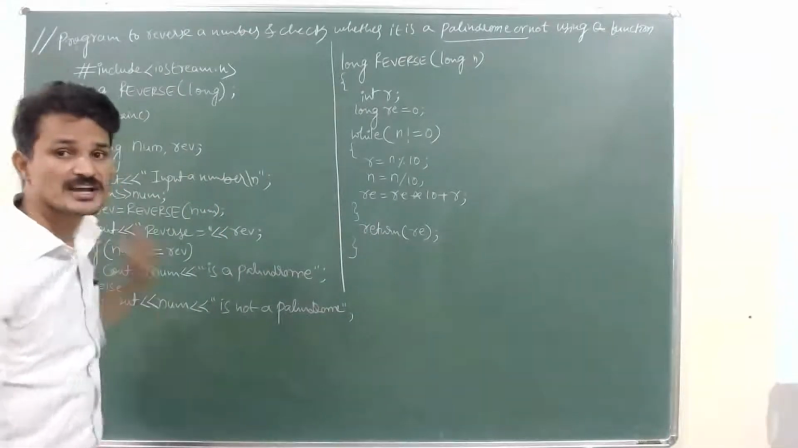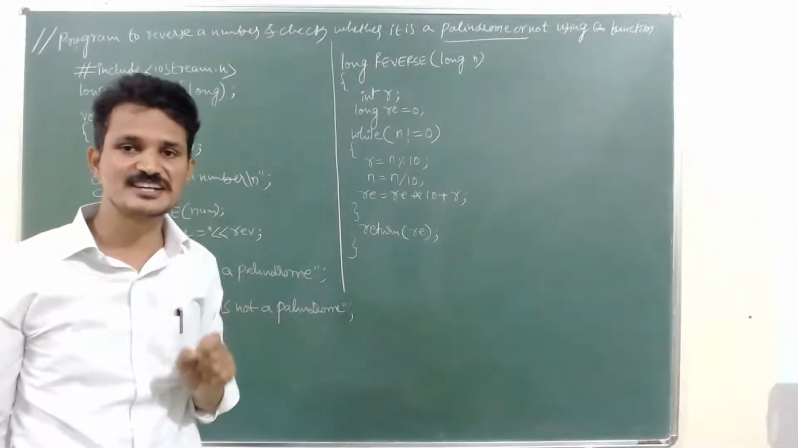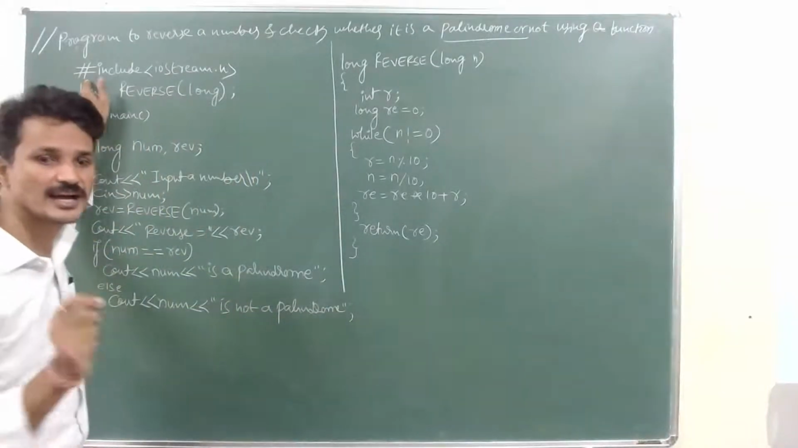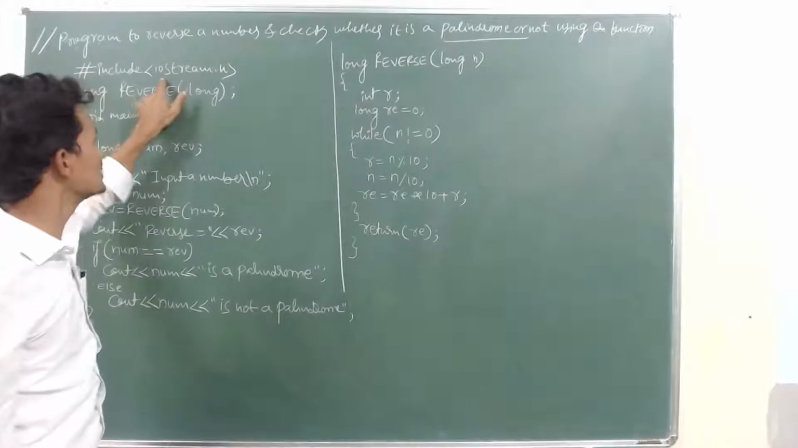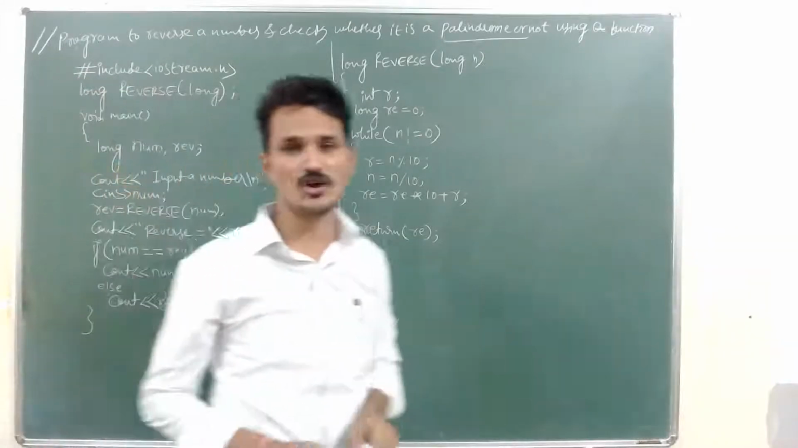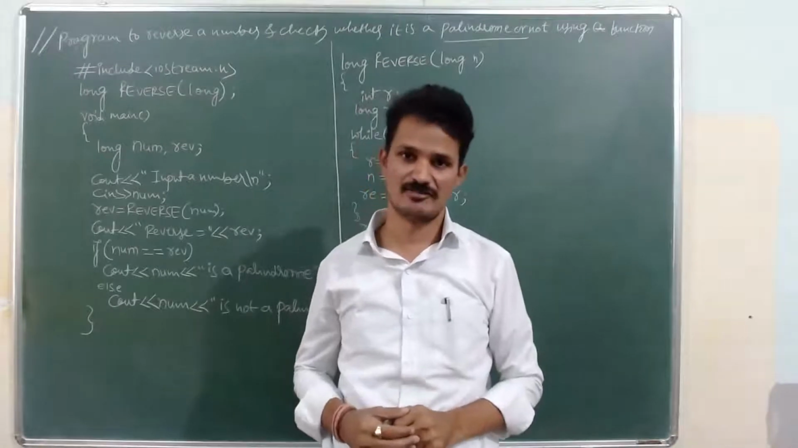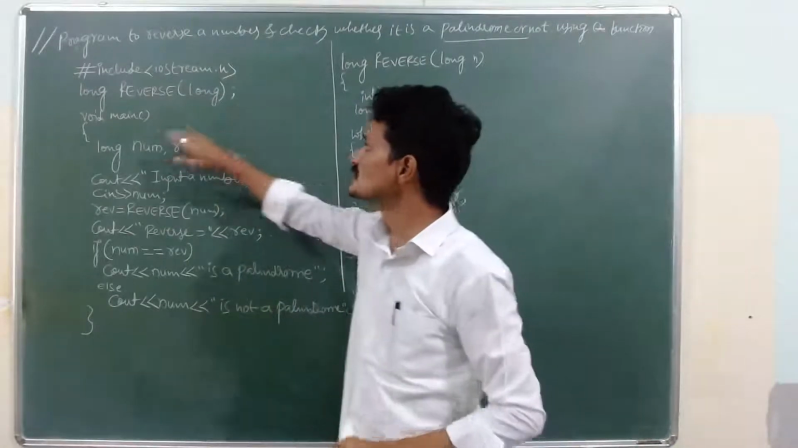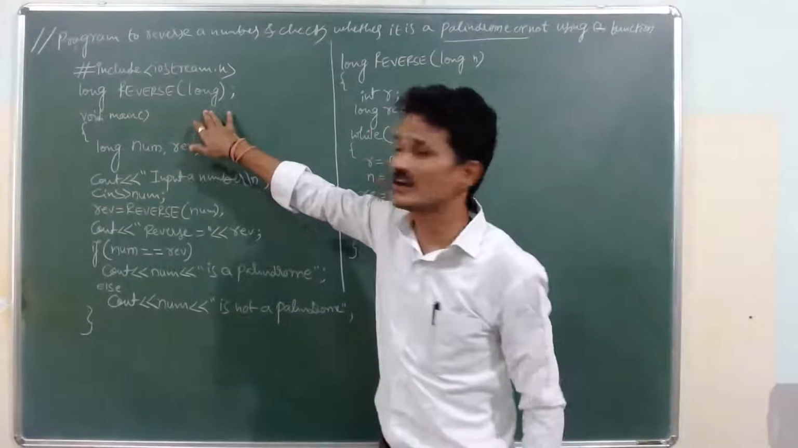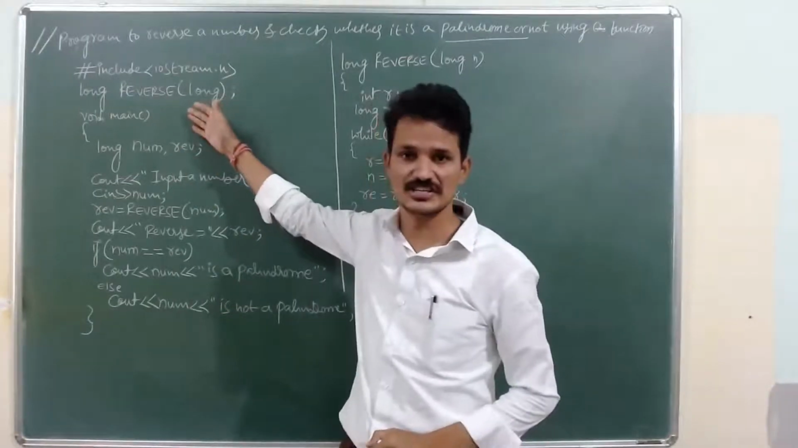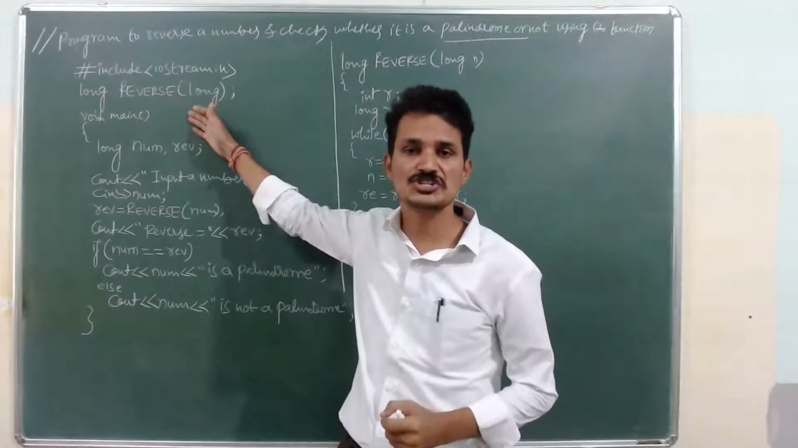This first line is nothing but a comment line. Have a look here. Then comes the header file, hash include within the angular brackets iostream.h, which stands for input output stream header file. Then comes this particular line, which is called a function prototype. This second line is called a function prototype.